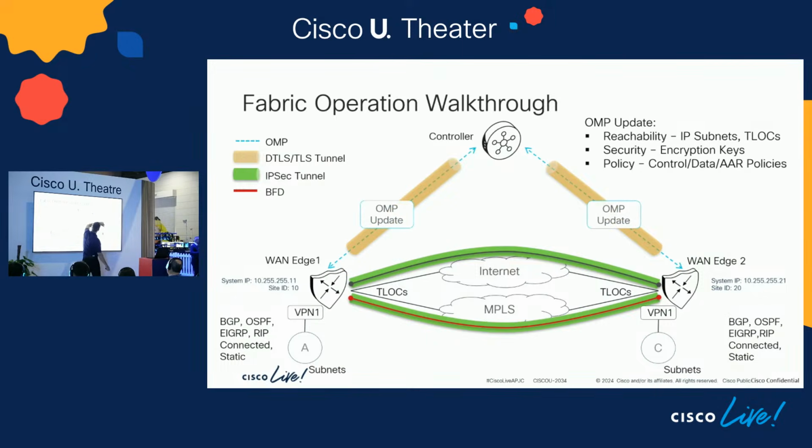What else is happening with OMP? I mentioned OMP earlier, really, really critical. It's advertising the subnets, the T-locks. That's for reachability. It's advertising encryption keys for DTLS and IPsec. And then it's doing all of this really smart control and data plane stuff as well at the same time. So that's all being done with our OMP protocol.